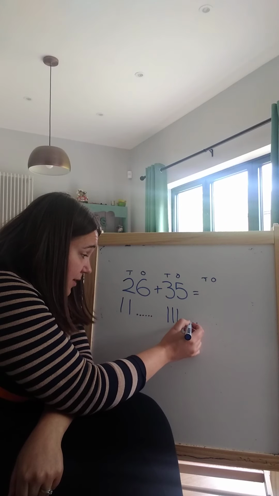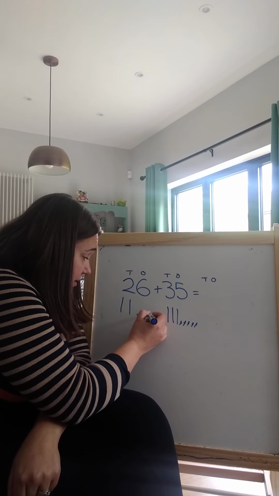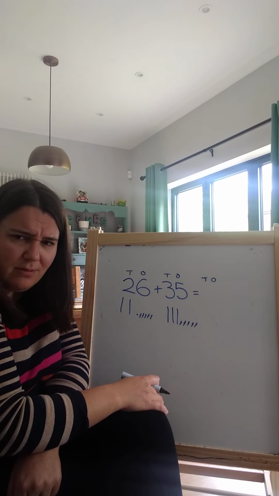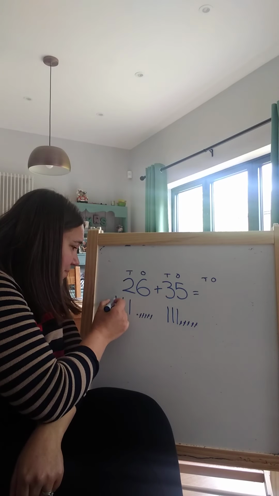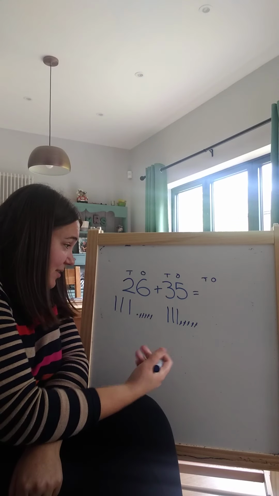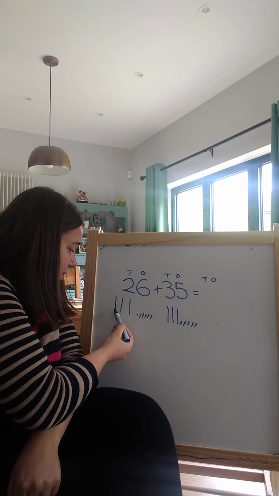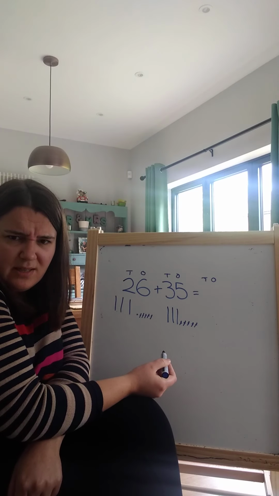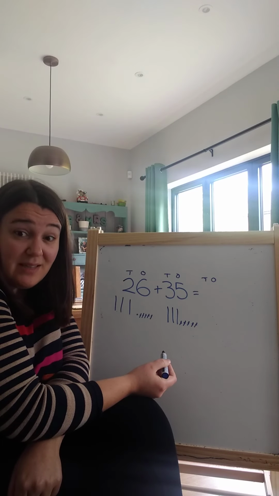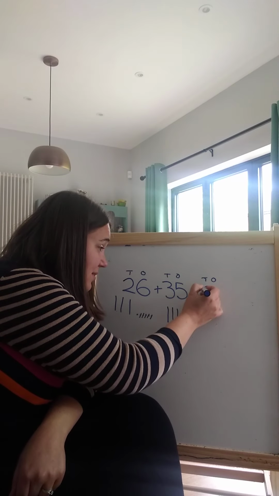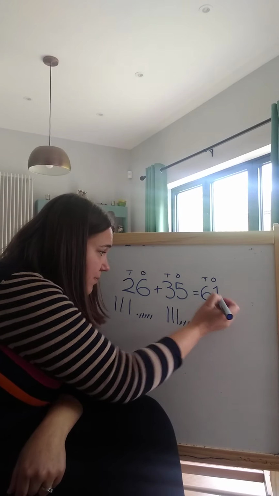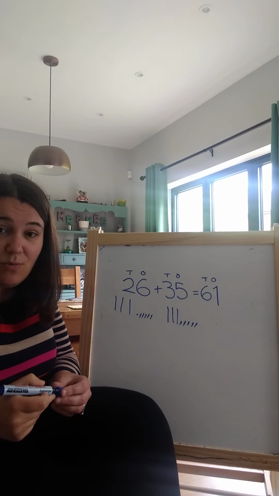Okay, so I know I've got 5 here. 6, 7, 8, 9, 10. So what do I do now? Need to add the 10 on. Well done. Okay, now I can start with my tens. So I've got 1, 2, 3, 4, 5, 6. How many are 6 tens? 60. So I've got 60 and 1. So the first answer is 61.